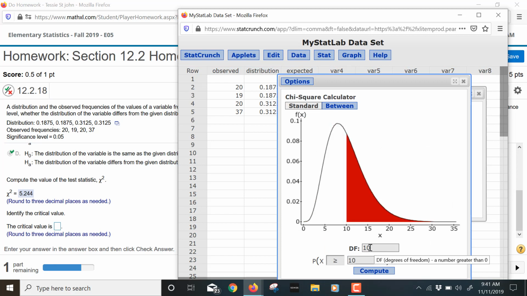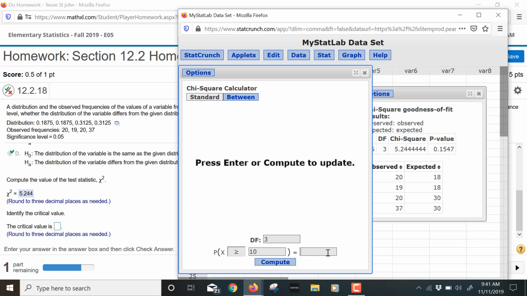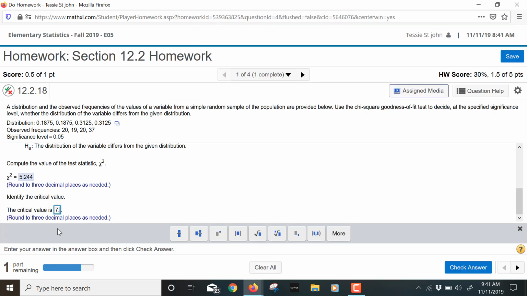My degrees of freedom, I can calculate by looking at the number of frequencies and subtracting 1. There are four observations, minus 1 is 3. If you run the test, you'll see that the degrees of freedom is 3. So I'm going to put 3 here, and then put my significance level there. Remember the area is the same thing as the significance level, so click compute, and I get 7.815.